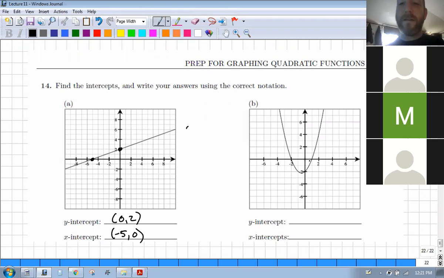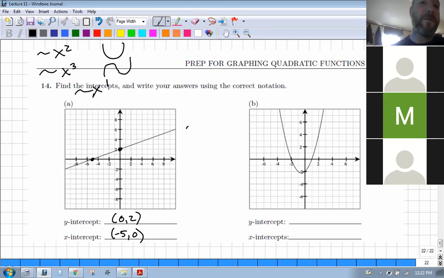This thing is a quadratic over here. That's why it's shaped the way it is. If you have something that's on the order of 2, it's going to look like that. If you have something that's on the order of 3, it's going to look like that. If you have something that's on the order of 4, it's going to look like that.